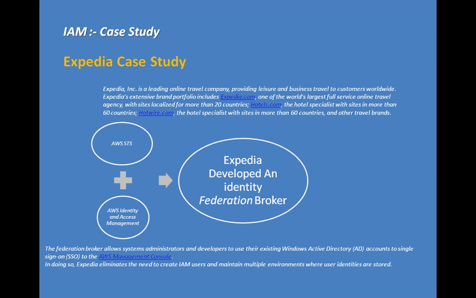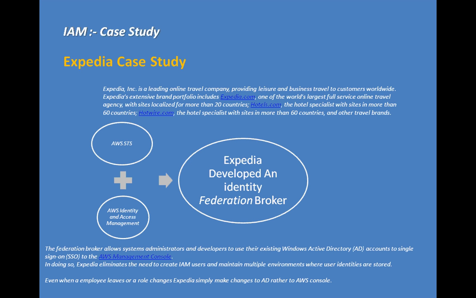So this particular federation broker allows the system administrators and developers to use their existing Windows Active Directory account for single sign-on to the AWS management console, and they need not create duplicate accounts within the AWS console. And like previously explained, it really helped Expedia eliminate the need to create all those users in the AWS management console. It was also difficult for them to maintain multiple environments where the identities are stored.